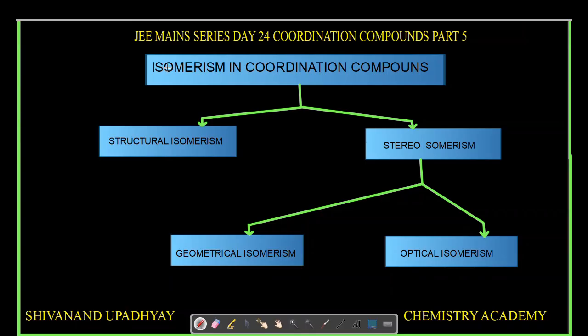So today we are going to discuss isomerism in coordination compounds, and this isomerism can be divided into two parts: structural isomerism and stereoisomerism. Stereoisomerism is further divided into geometrical and optical isomerism. Today we are going to discuss a very small part of isomerism, that is structural isomerism.